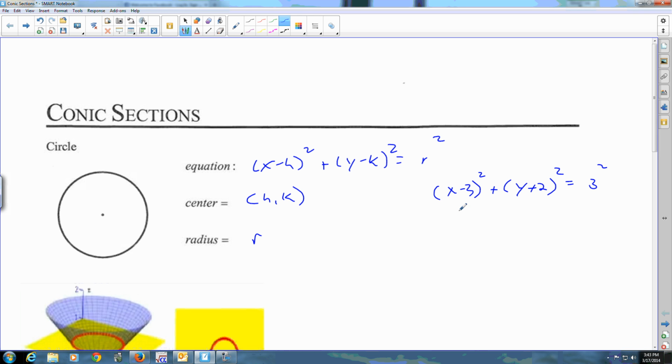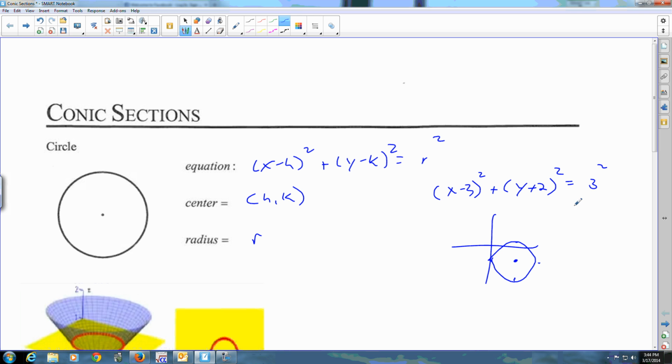So your vertex, or not your vertex, your center, would be 3 right, 2 down, 3 right, 2 down, and then your radius is 3. So you just go 3 units in each direction, and then draw your circle. Couldn't be any easier than that, except it's supposed to go through the points.